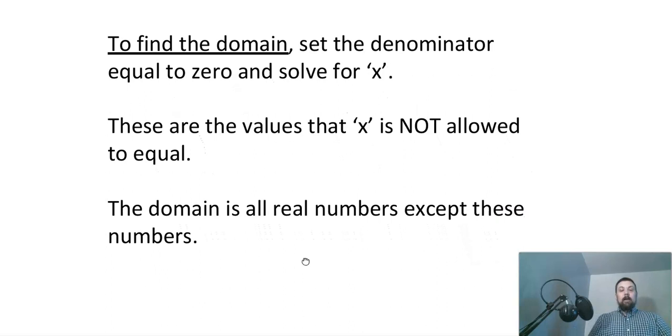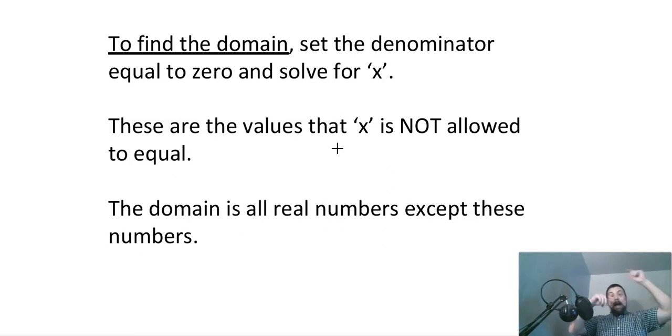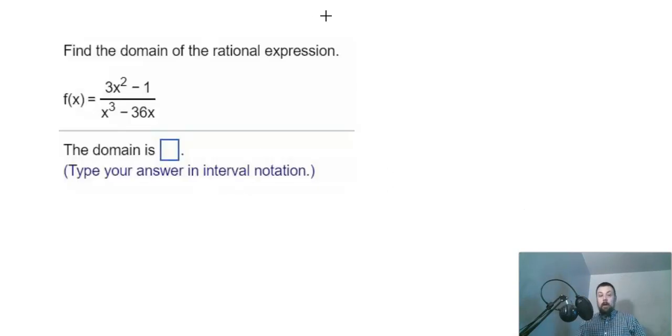All right. So again, I like to start with the assumption that my domain is all real numbers. Then I find these values of x that would make me divide by 0. I pluck those out, and whatever I'm left with would be my domain at that point. All right, so let's give this kind of problem a try. Find the domain of the rational expression. They really should call it a function here. I think the directions are a little bit of a misnomer.